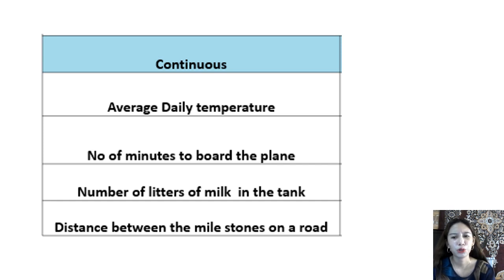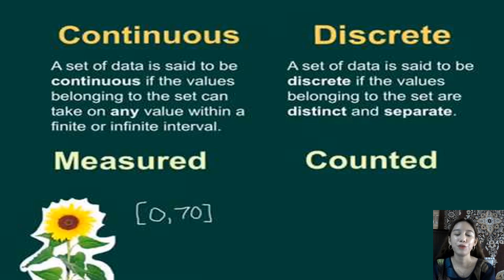So I hope you have already distinguished the discrete from the continuous data. We have provided a table for you to distinguish the key differences between continuous data and discrete data. A set of data is said to be continuous if the values belonging to the set can take on any value within a finite or infinite interval, and it is measured. While a set of data is said to be discrete if the values belonging to the set are distinct and separate, and it is counted.